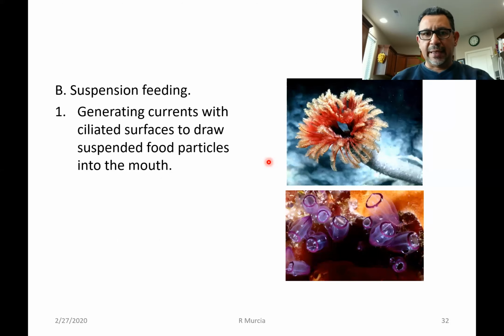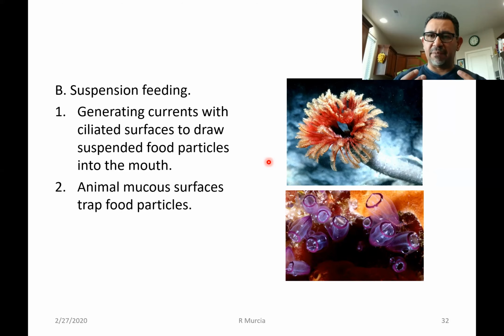Suspension feeding has the characteristic that the animal must find a way to generate water currents, move water in the direction of the mouth. And at the mouth, or just inside of the mouth, there has to be a special type of tissue that can produce a mucus. The suspended food particles then become entrapped in the mucus, and either through cilia or other mechanical strategies, the mucus with the trapped food is aimed in the direction of the stomach of the animal.